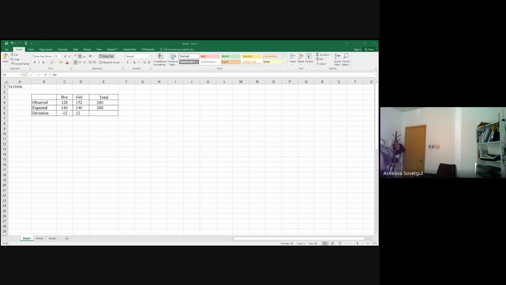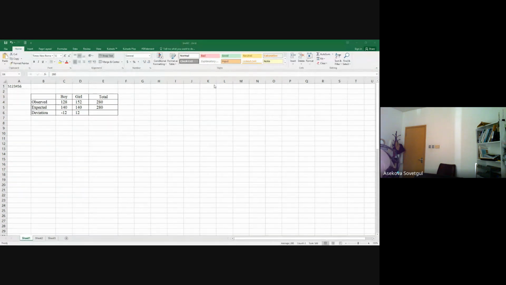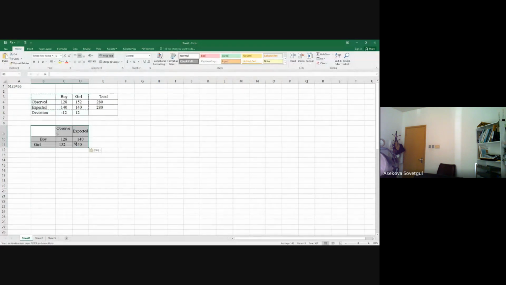So you also copy it to the Excel file. Now we will start calculating. Usually I like to write observed and expected values. This one, copy, and reverse it.